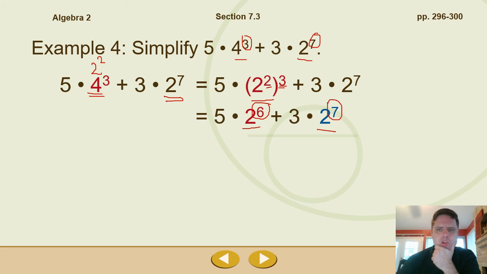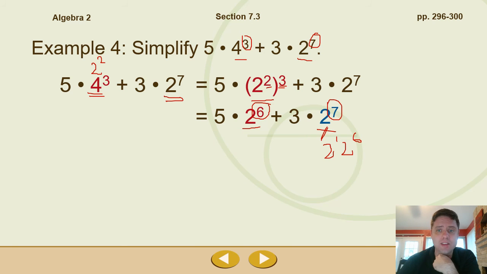What trick could we use to make these match one another? Well, we could look at this blue one right here and notice that 2 to the 7th could be rewritten as 2 to the 1st times 2 to the 6th. Remember, whenever we multiply bases like this, we add exponents together.